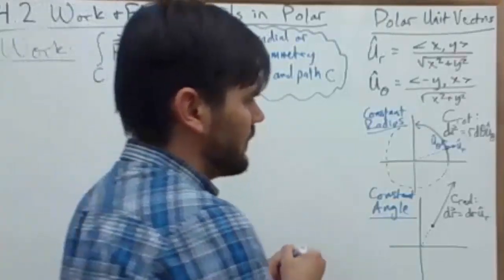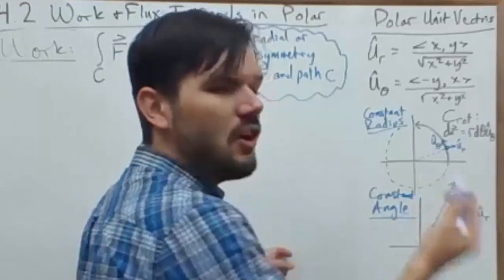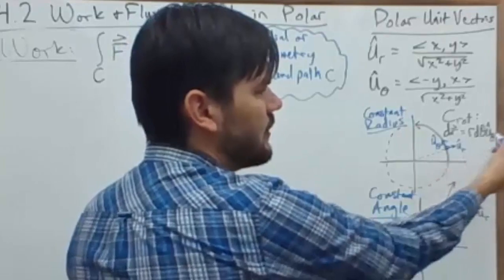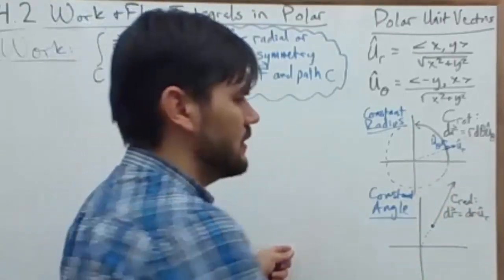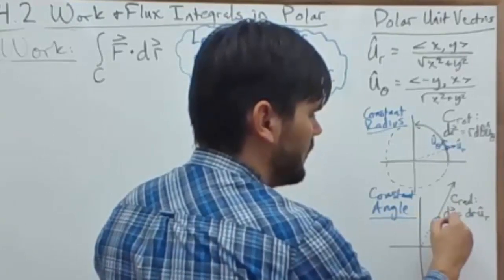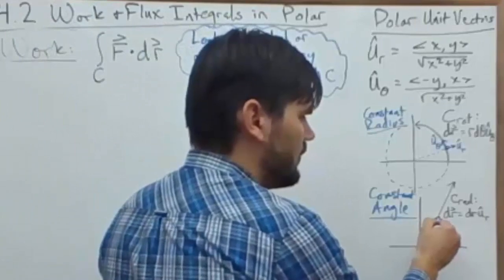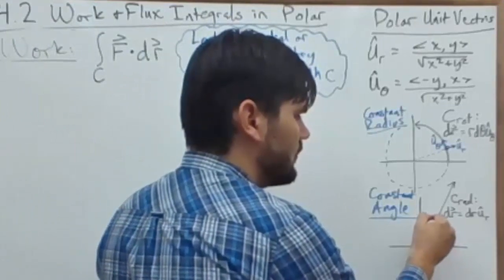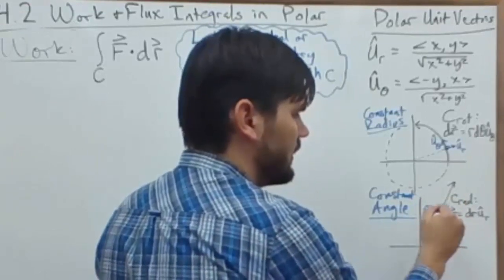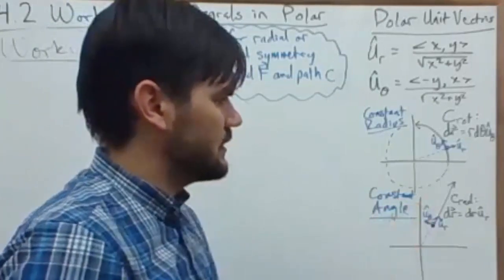Now, with a rotational path, our movement is always along the angular direction and never anywhere along the radial direction. Whereas a radial path is always moving along the radial unit vector and never changing along the angular unit vector. And again, those two are always 90 degrees to one another, and they dot to zero.